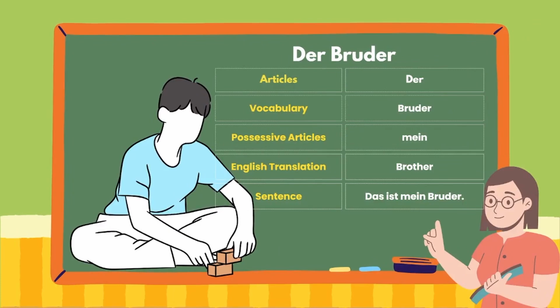So next in the line is Bruder. So article for Bruder is der Bruder. And the possessive article is mein. Not with E, but mein. This is my brother. Das ist mein Bruder. Das ist mein Bruder.